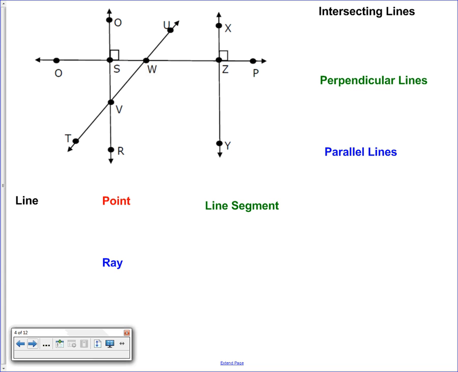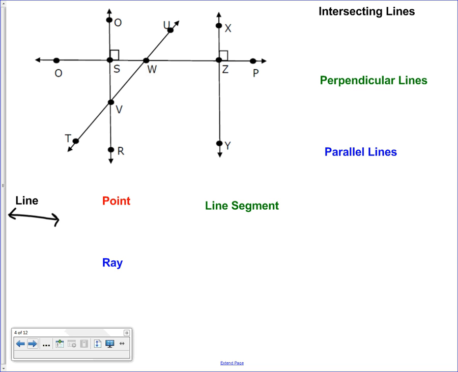So, here's what looks like it could be confusing. It's got a bunch of different stuff happening on it. There's letters, there's lines, there's arrows and dots, and gosh, could be confusing. Let's take this and let's separate it out just a little bit. So remember, a line goes on forever. Forever and ever and ever. Lines have arrows. Okay? A point is just that. It's a point on the line.